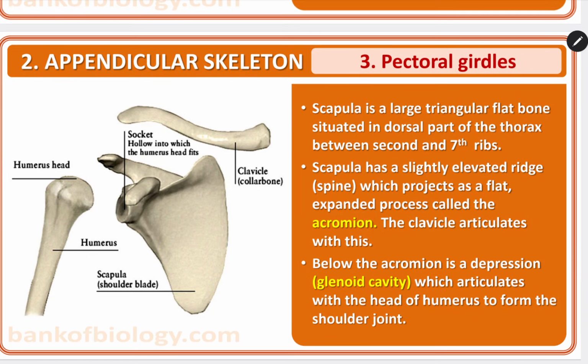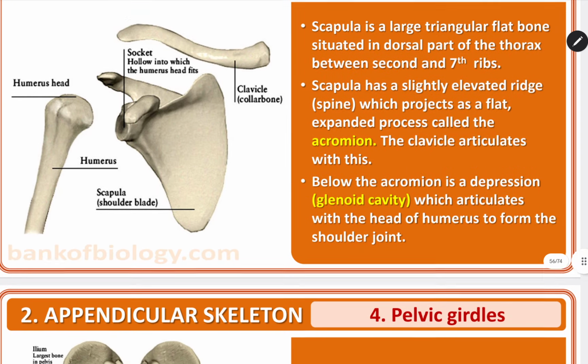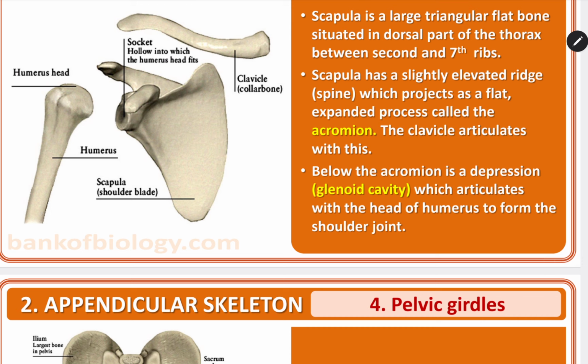You can see scapula is a large triangular flat bone situated in the dorsal part of thorax between 2nd and 7th ribs. Scapula has a slightly elevated ridge, spine, which projects as the flat, expanded process called the acromion. The clavicle articulates with this. Below the acromion is a depression, glenoid cavity, which articulates with the head of the humerus to form the shoulder joint.